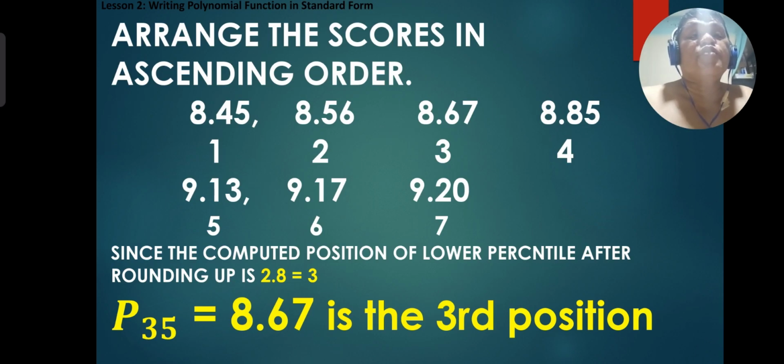And for the third position, first we arrange the scores in ascending order. We have 8.45 is 1, 8.56 is 2, 8.67 is 3, 8.85 is 4, 9.13 is 5, 9.17 is 6, and 9.20 is 7. Since the computed position after rounding up, 2.8, is equal to 3, we look at the third position. The third position is equal to 8.67. So our 35th percentile is equal to 8.67, which is the third position.